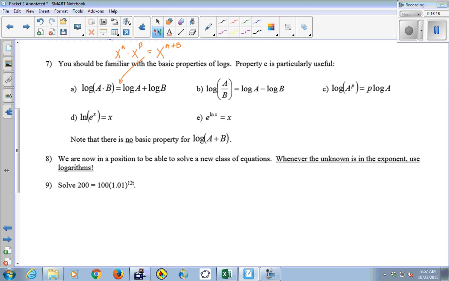Okay. And then a similar property exists where you take the log of A over B, log of A minus log of B. This one is particularly helpful in terms of solving equations that involve logs or that involve exponentials. If you want to take the log of A to a power, you can just pop that power off and put it down in front. So it becomes multiplication instead of an exponent.